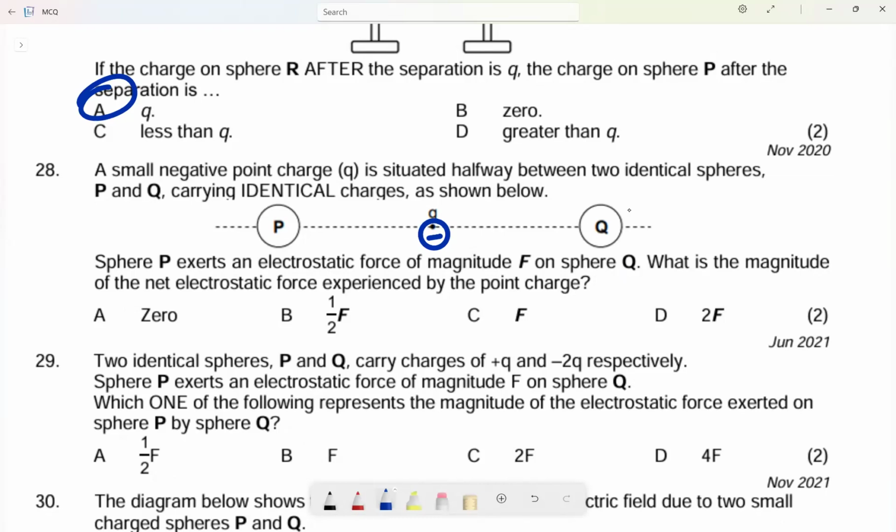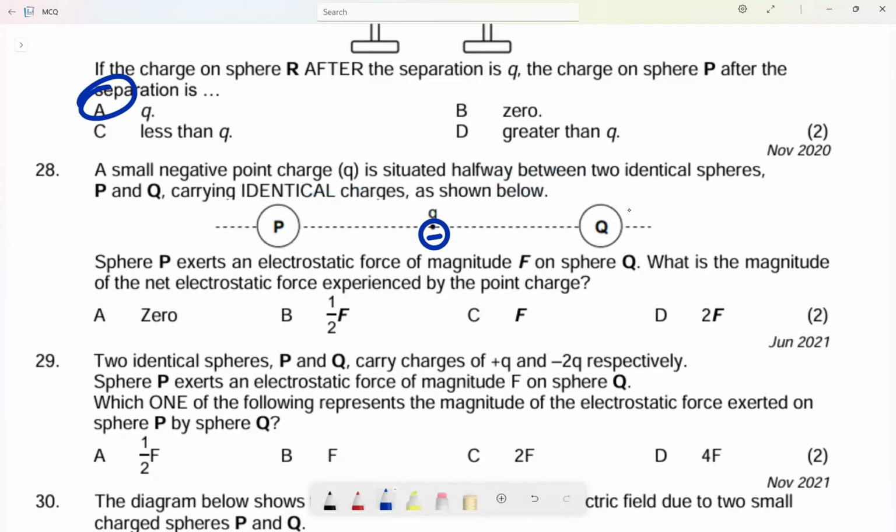Sphere P exerts an electrostatic force of F on Q. The force that P exerts on Q is F. What is the magnitude of the net electrostatic force experienced by the point charge? Okay. Now the point charge will experience what actually?